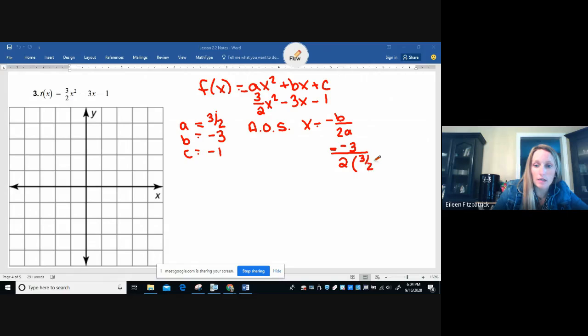Don't get panicky because there's a fraction. Negative, negative turns into a positive. 2 times 3/2, well, you can multiply 2 and 3 together and get a 6, and then 6 divided by 2 is 3. Or you could cross cancel the 2's before you multiply, and you're just left with 3. You're left with 3 over 3, which is equal to 1. See, I told you not to panic. All right, so your axis of symmetry is x is equal to 1.